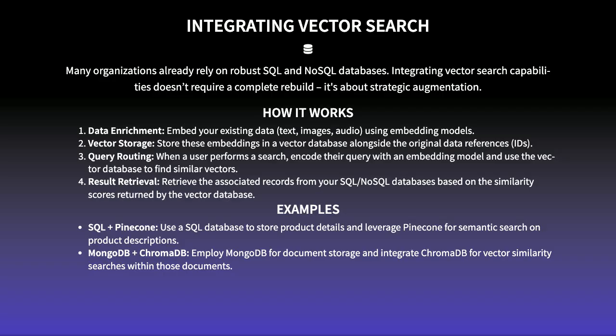Then, those embeddings are stored in a vector database alongside links back to the original data in your SQL or NoSQL database. When someone searches, their query gets embedded too, and the vector database finds similar vectors. Finally, we pull the actual records from your existing databases based on how close those vectors are. It's a smart way to supercharge your search capabilities without needing a huge rewrite.